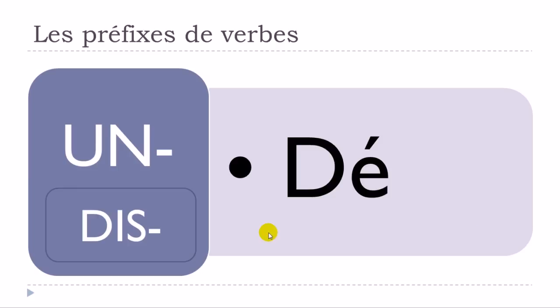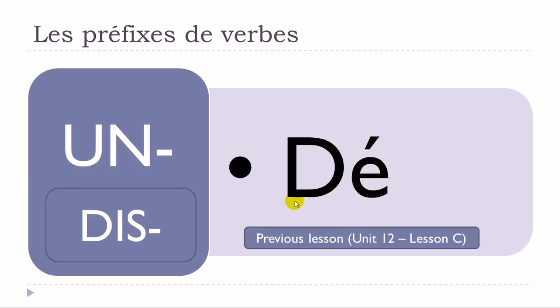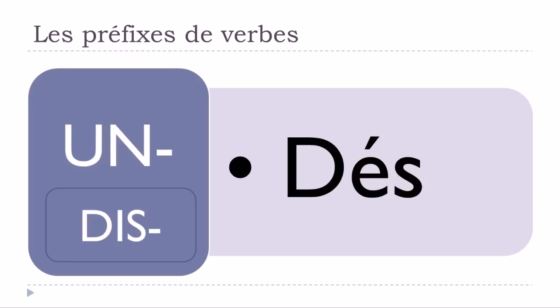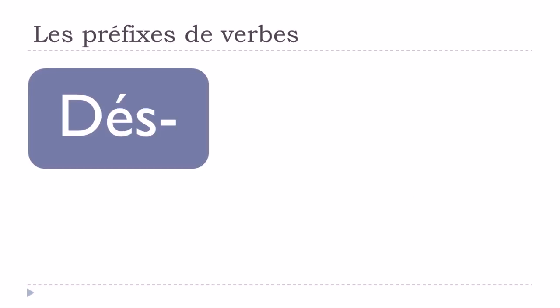And we saw in the previous lesson that the first prefix that we should use is dé, okay? It was in unit 12, lesson C. But this prefix will be used for the verbs that start with a consonant, okay? But then we also get verbs starting with a vowel, or a mute H plus a vowel, and in that case, we'll have to use dés with an accent aigu. So in this video, we'll see this dés with an accent aigu.